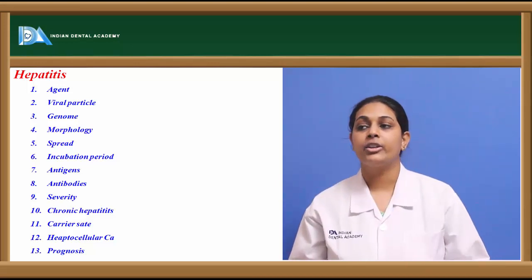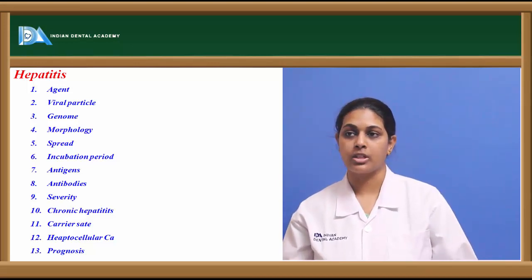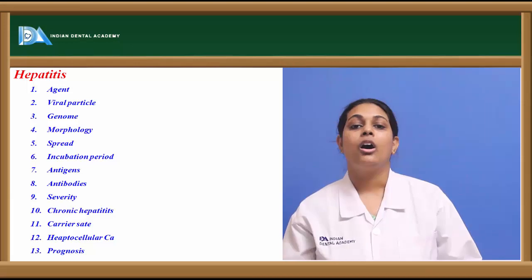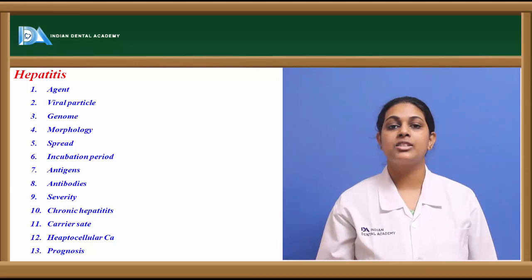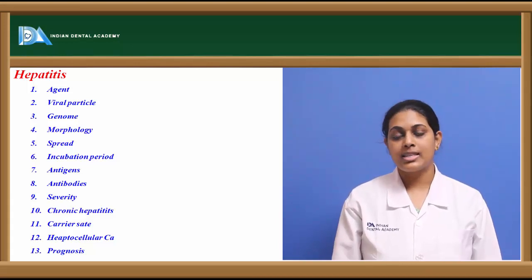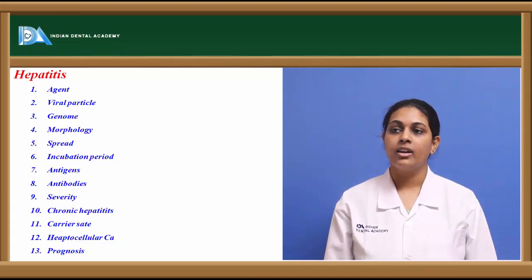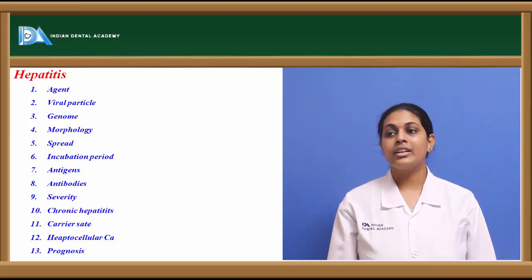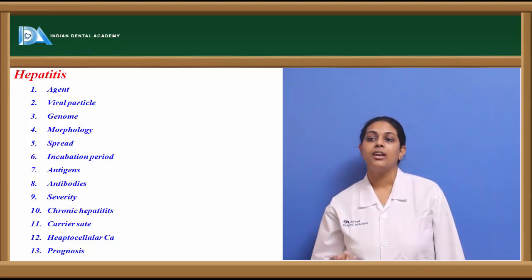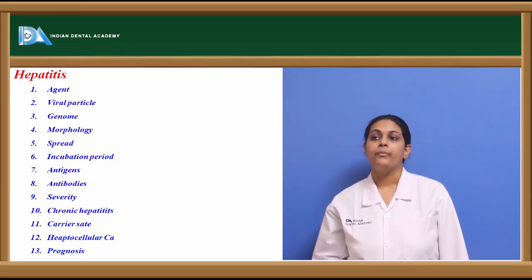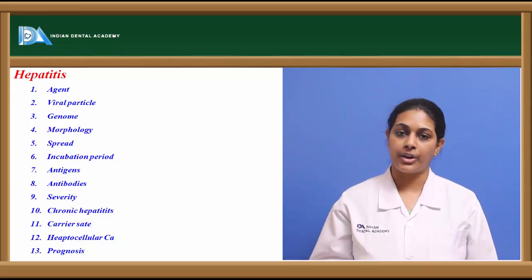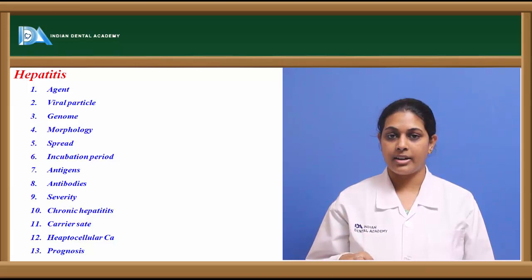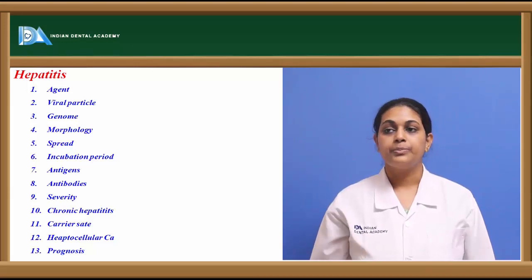HEV usually measures 32 to 34 nanometers. Coming to the genome, hepatitis A is RNA, which is single-stranded and linear in appearance, whereas hepatitis B is DNA, single-stranded as well as double-stranded. HCV is RNA, single-stranded, linear or otherwise circular. Hepatitis D is RNA, single-stranded and circular. Hepatitis A is RNA, single-stranded and linear.